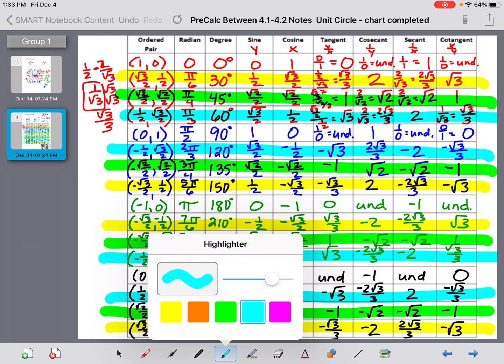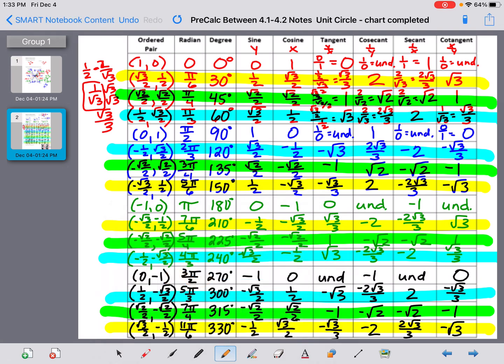Okay, so I'm going to try to do one other color change. Hopefully it doesn't mess this up. I want you to look down here at the radians. Okay, now that I probably messed them up. On all my yellow rows that I highlighted in yellow, what do you notice about the radians on each one of those?